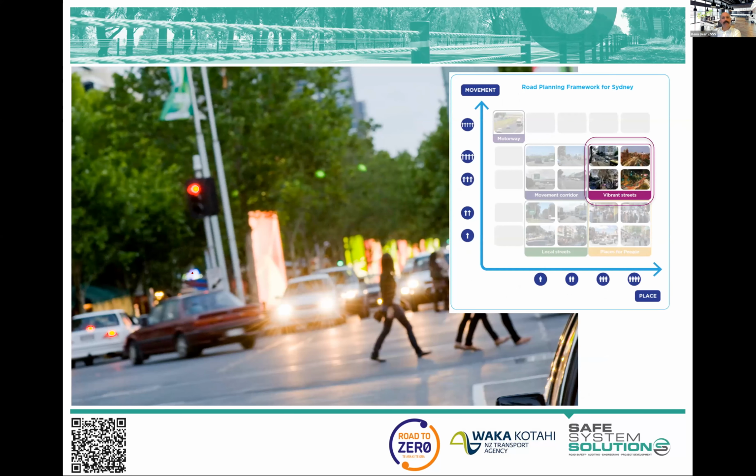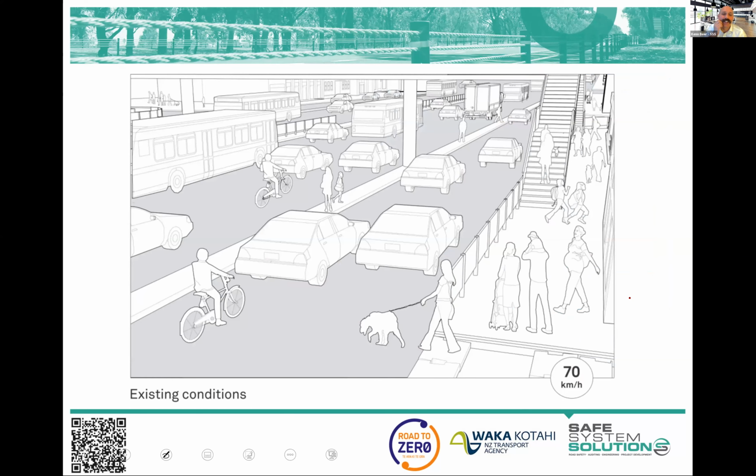Vibrant streets. We said this is a really, really challenging one to deal with. This is where we're talking about that corridor that has a high movement, high place categorization, the ones where the strategic planners get really uncomfortable as you interrogate them on what the future of this road is. Let's have a chat about this one.